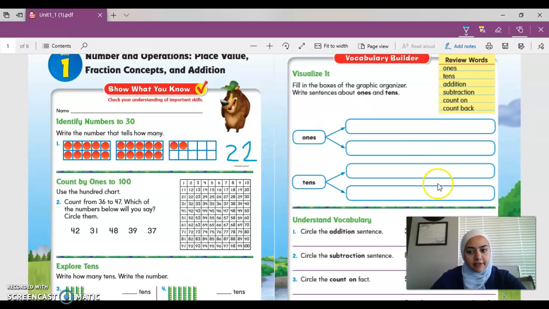Awesome. All right, now let's go on and count by ones to 100. I want you to count with me, okay? All right, okay, here we go.